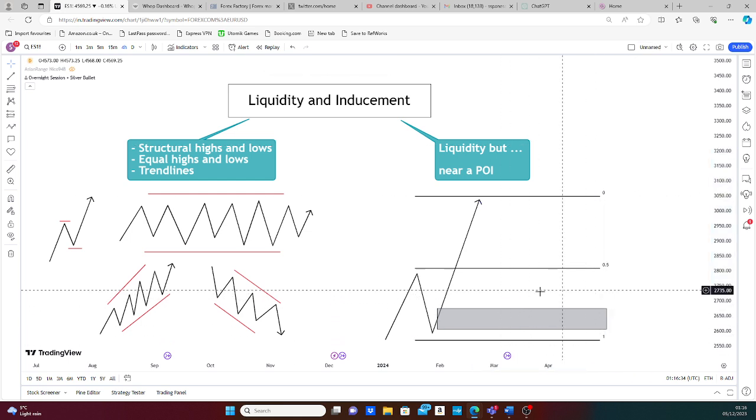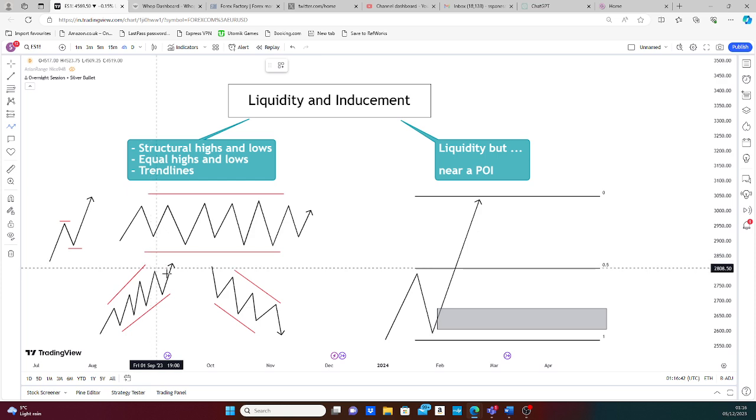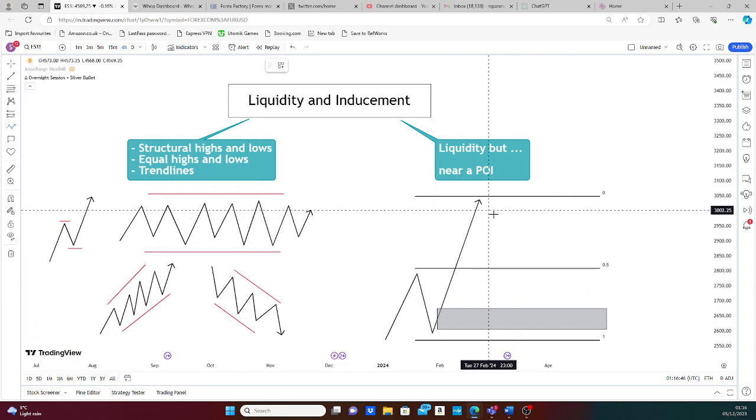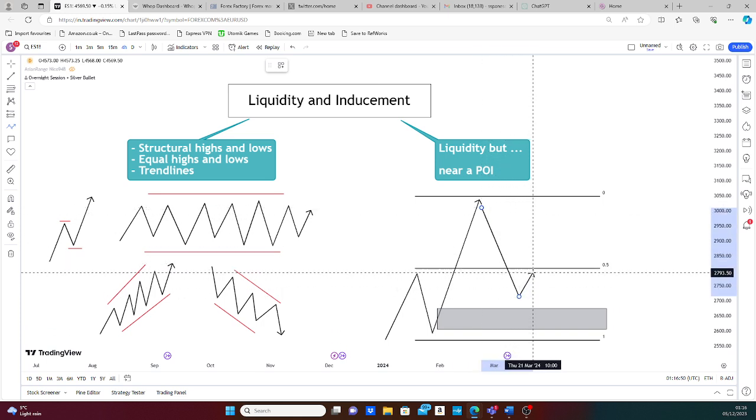What is going on over here in this region? So if we look carefully, right, we have our three examples. Example one, which is a structural high and low. Example two, which is equal highs and lows. And example three, which is trendline liquidity. So we just take example one, for example. What we could see is this. We could see price head down, right? And we're going to see this.